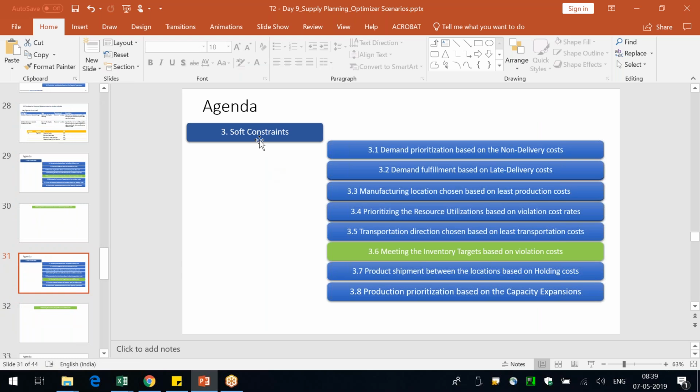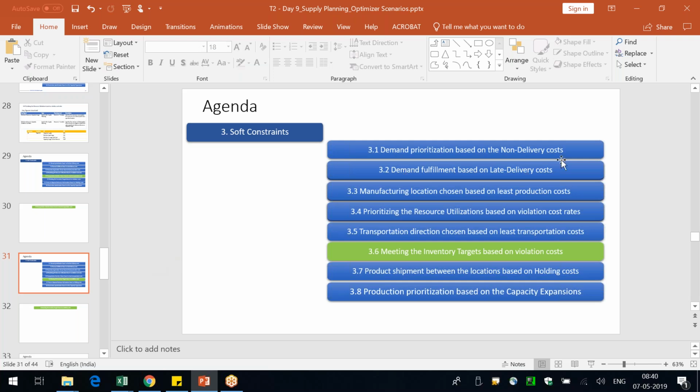What is the next? Soft constraints. Under soft constraint, why are all these things coming in soft constraints? Because everything has a cost element to it, right? If it has a cost element to it and that is editable, you can go and prioritize it accordingly. Whereas with the adjusted minimum, there is no violation cost rate that the user is going and putting. He cannot prioritize within the minimum and adjusted or capacity supply. Whereas with the soft constraints, you see everything has a cost attached to it.